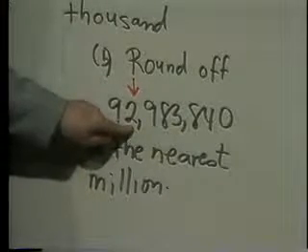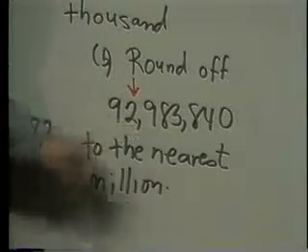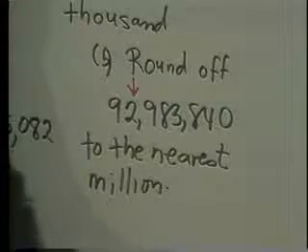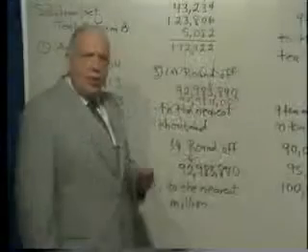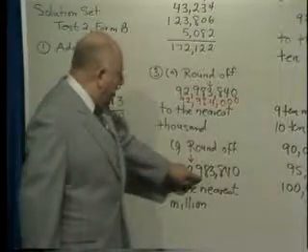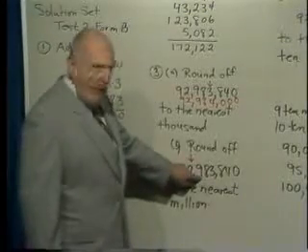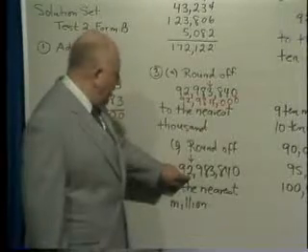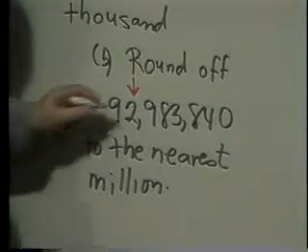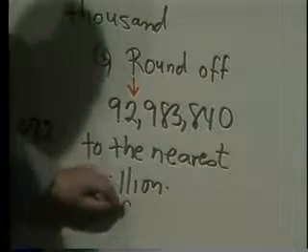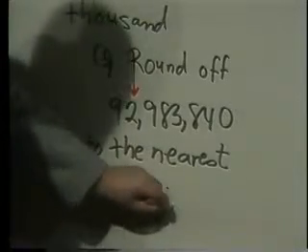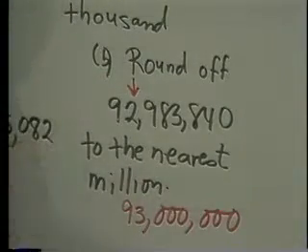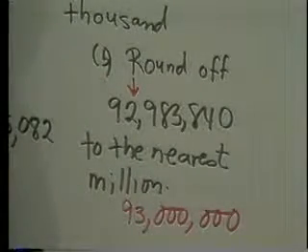93 million is bigger than this number, so this number must be where? Between the 92nd multiple of a million and the 93rd multiple of a million. But now, which one is it closest to? Well, the fact that this is a 9, that's more than halfway. It means that I'm closer to the next multiple than to the 92. So what do I do? I change the 2 to a 3, and then replace all the other digits by zeros. And so rounded off to the nearest million, the answer is 93 million.